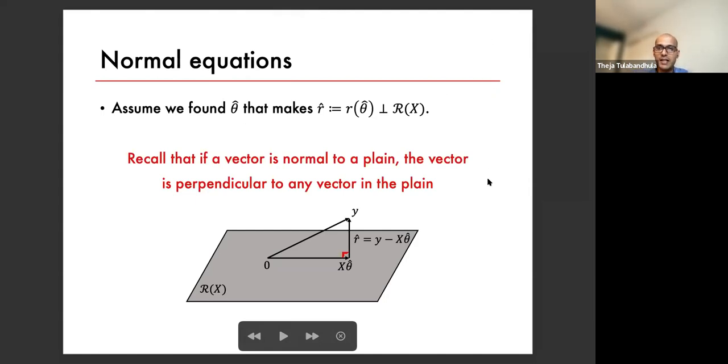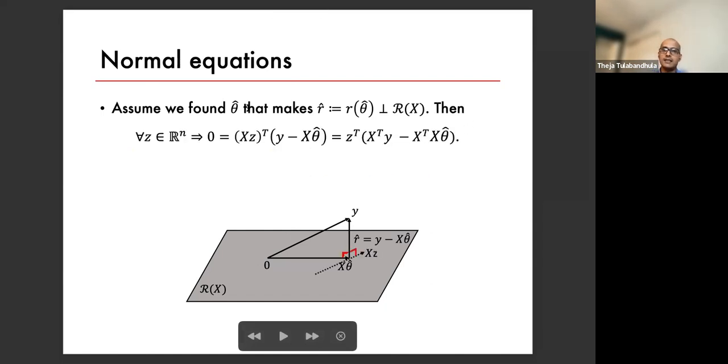Apologies for the spelling mistake here. So think of this as a plane. If a vector is normal to the plane, the vector is perpendicular to any vector in the plane. So the normal equations allude to the fact that a vector is normal to a plane if it's perpendicular to all vectors. Perpendicular just means the inner product is 0. We'll look at that in the next slide.